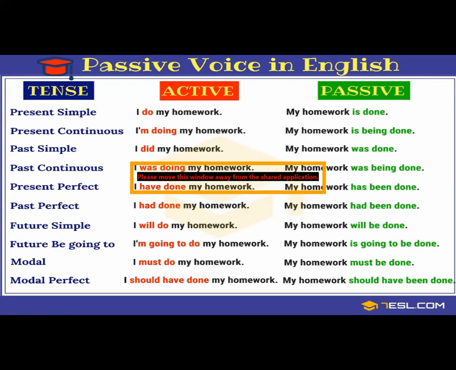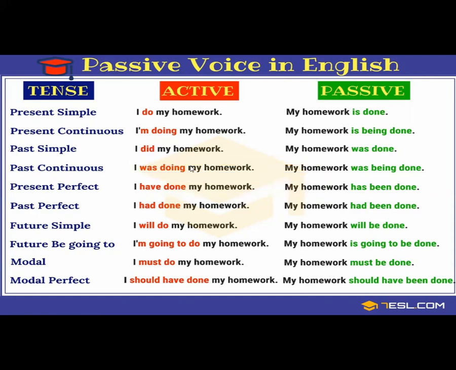Future simple: I will do. Active: will do. Passive: will be done. Future, be going to: going to do, is going to be done. Modal verbs: must do, must be done. Modal perfect: should have done, should have been done. I've not added the imperative sentences or any modal verb in this. Linking verb, this kind of voices are not added. I've just simply explained the basic use of active and passive.